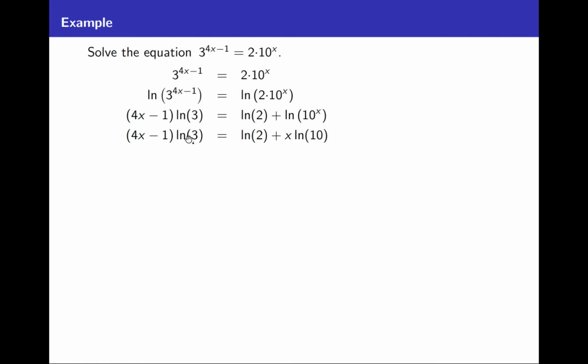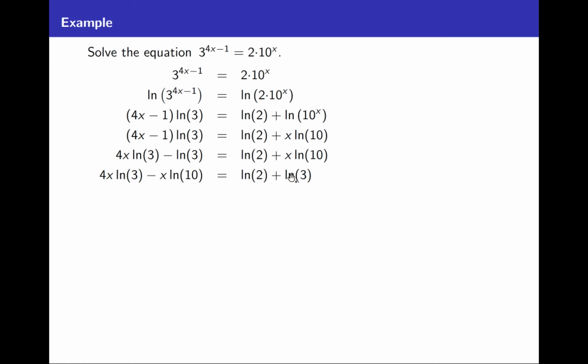And that's going to involve factoring the ln of 3 into this expression. Remember, ln of 3 is just a number. So e to that power has to equal 3, after all. We can distribute that number into the parentheses here. So that gives us 4x times ln of 3 minus 1 times ln of 3 equals what we had on the other side. So now we have this x term and the one over here.